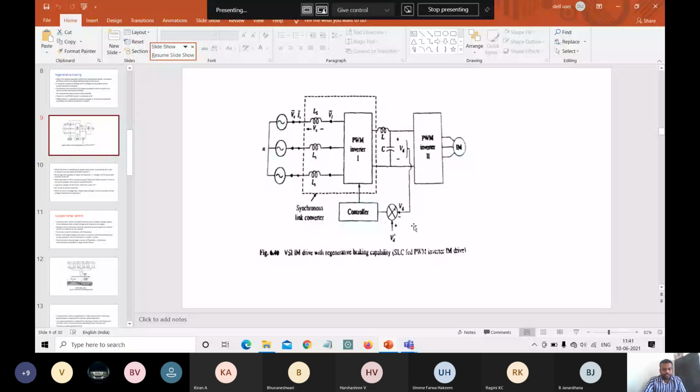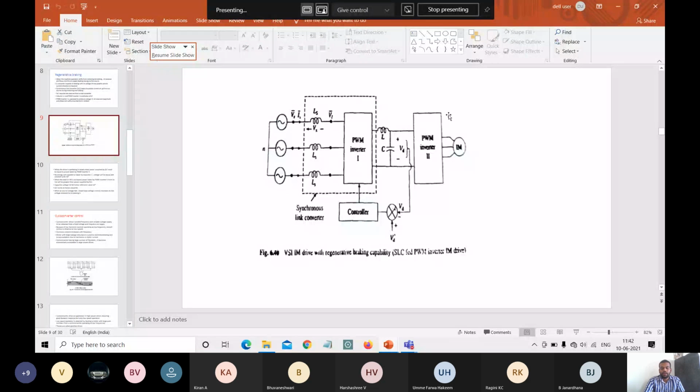Now the induction motor, if all of a sudden at some condition the load on the induction motor is increased, because the induction motor is a kind of load, we regularly use it as our load. At that time, what happens is the power taken by the PWM inverter. So these two are the inverters.